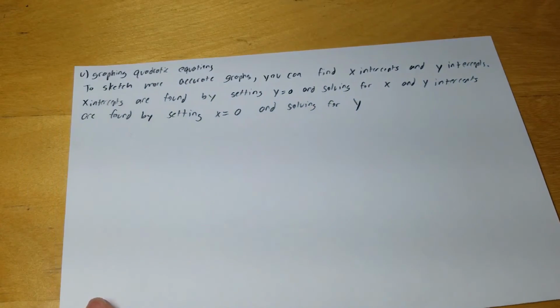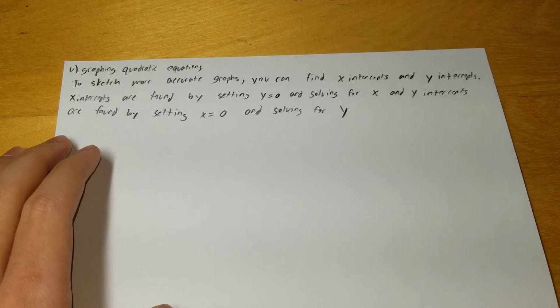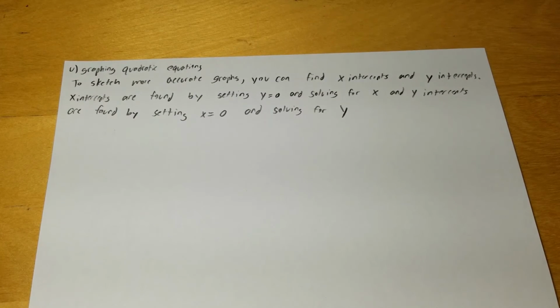Graphing quadratic equations. To sketch more accurate graphs, you can find x-intercepts and y-intercepts. X-intercepts are found by setting y equals 0 and solving for x, and y-intercepts can be found by setting x equals 0 and solving for y. It's pretty simple, basically.